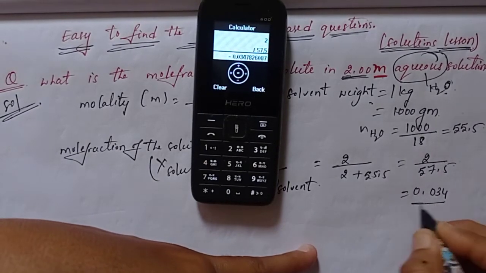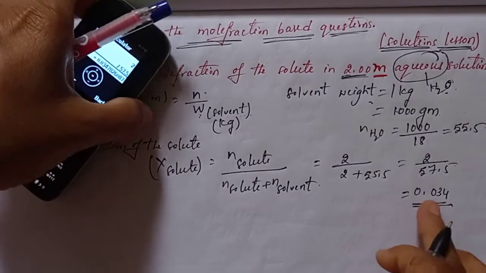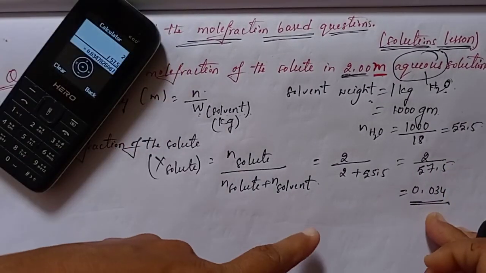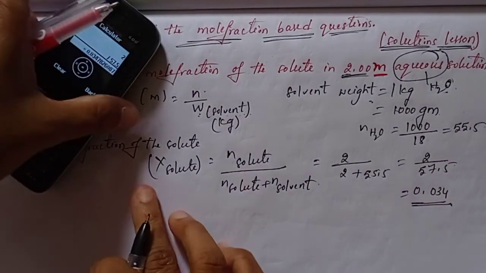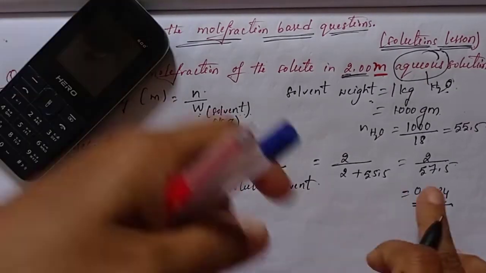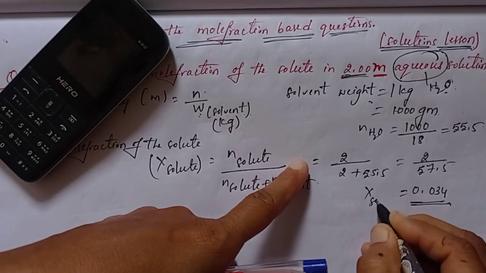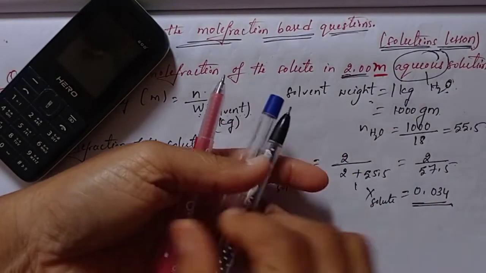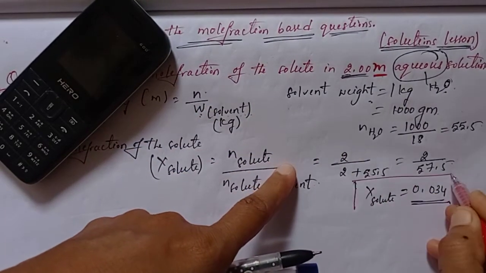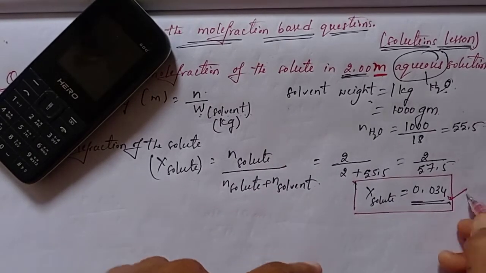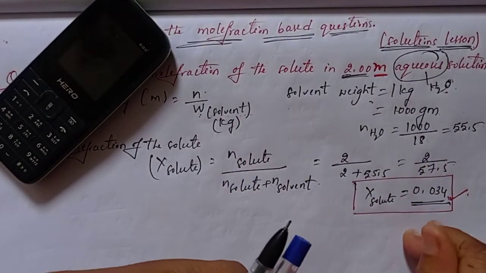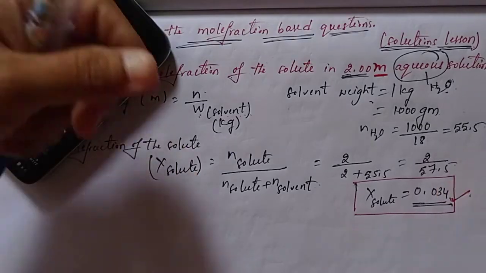So what we calculated is the mole fraction of the solute. That is the question. Mole fraction of the solute is equal to 0.034. Clear? So this is the mole fraction problem. Understood this one? Okay now.